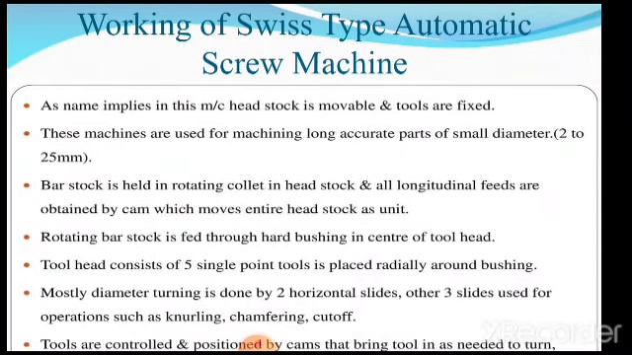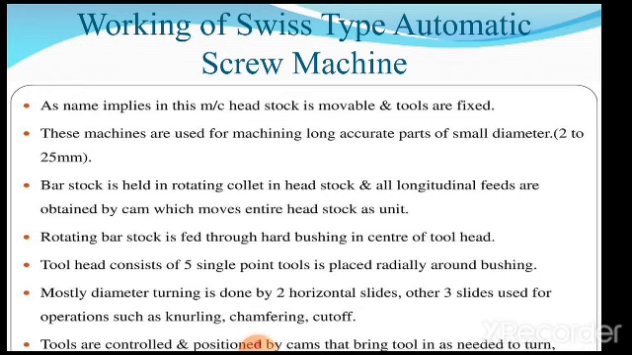As the name implies, in this machine the headstock is movable and the tools are fixed. As I have told, the headstock has a hollow portion inside with the collet chuck. As the bar stock is fed from the left side to the right side, when it reaches a certain distance, there is an automatic locking system, once a particular length of the workpiece has moved towards the tool. These machines are used for machining long accurate parts of diameter 2 to 25 millimeters.